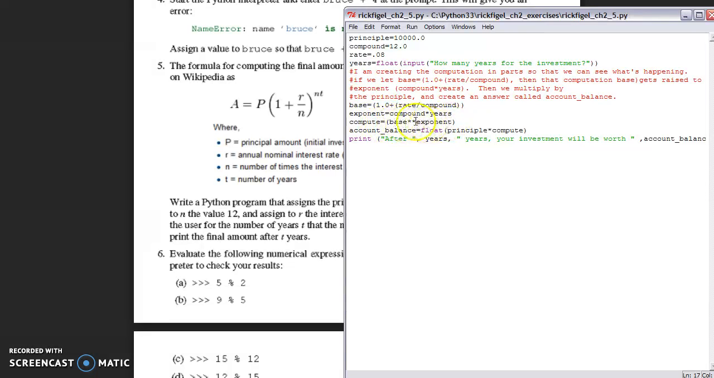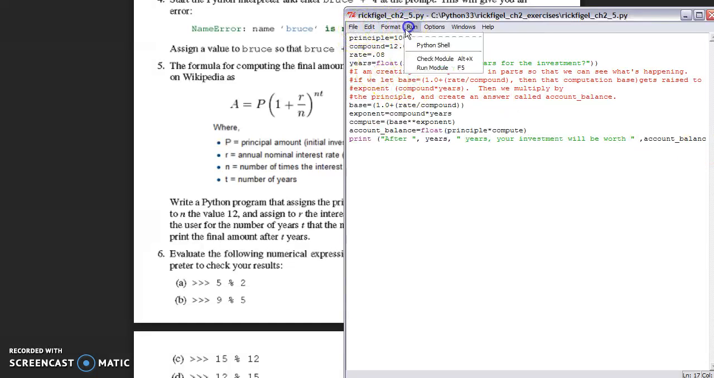It makes it a little more clear as to what's happening behind the scenes in order to get an accurate answer. And now after I have that computation of 1 plus r over n, raised to the nt power, finally we can take that and multiply it by our principal amount, following the rules of PEMDAS. Okay, and we make sure that it's user friendly by putting: after this many years, your investment will be worth X amount of dollars, account balance.